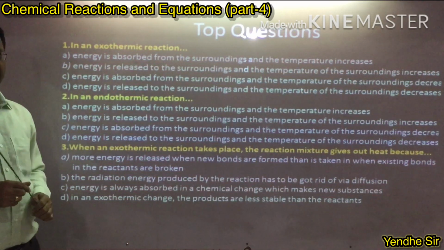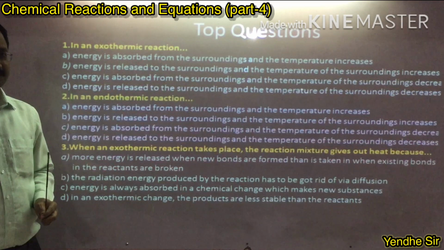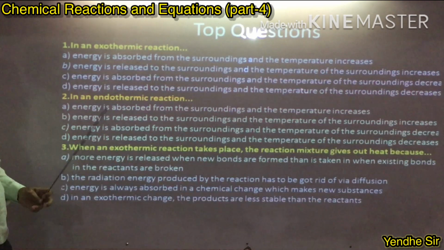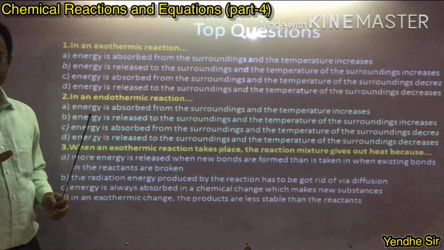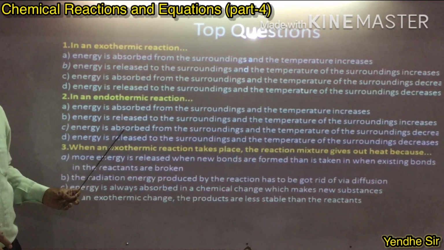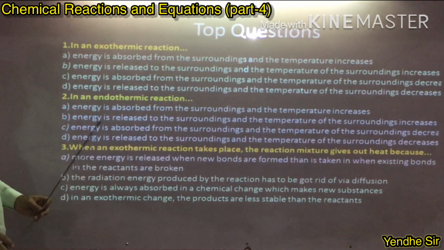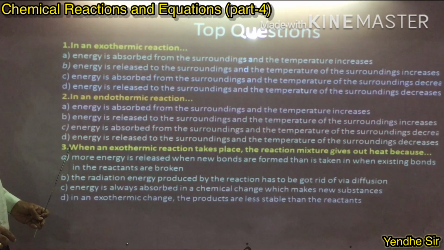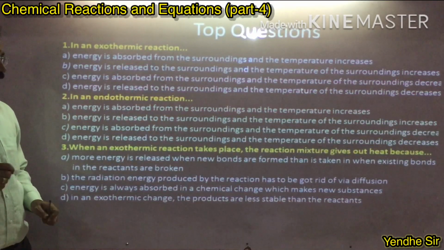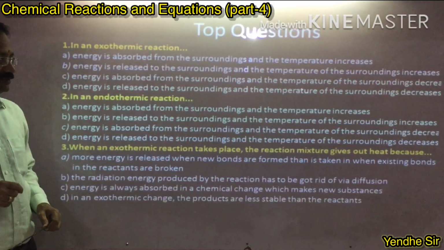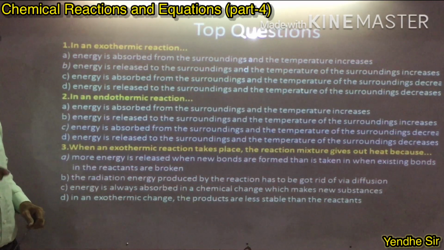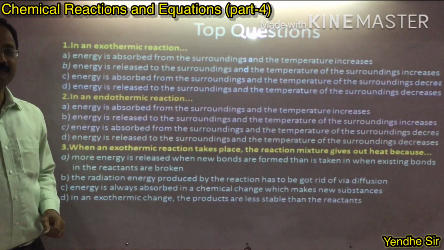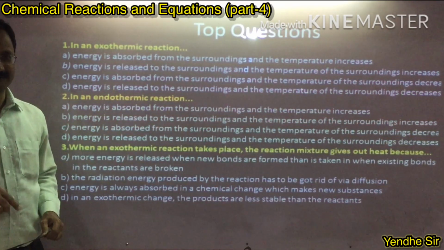Now let's see the second question. In endothermic reactions, the word enter comes. So it means the temperature of the reaction will be decreased. Now you have to find out which is the correct answer. The correct answer for this one is C. Now the last question. When an exothermic reaction takes place, the reaction mixture gives out heat because... the correct answer is A. Find out why A is the correct answer.